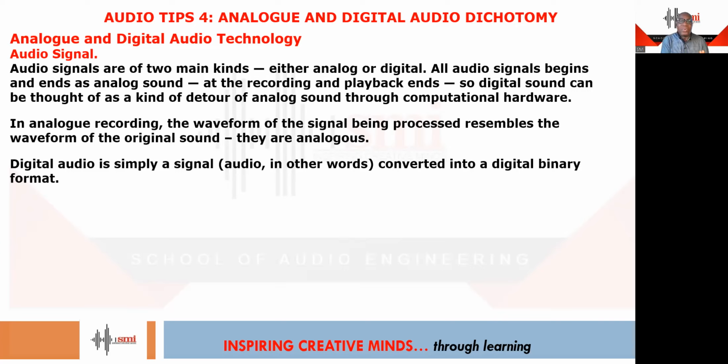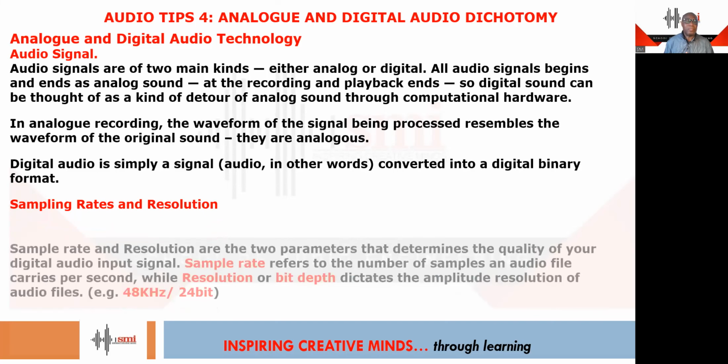That is one thing we need to know. So they say digital audio is simply a signal or audio that has been converted into a binary format from an analog signal. Now, what we mean by this is that digital audio has two parameters that determine its quality: sampling rate and resolution. Let us look at it.